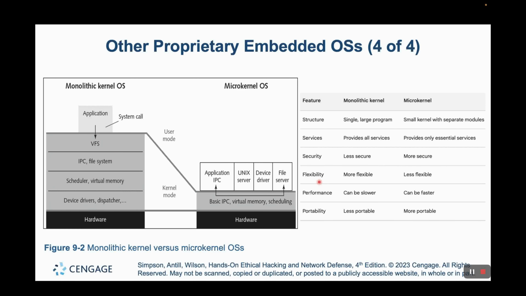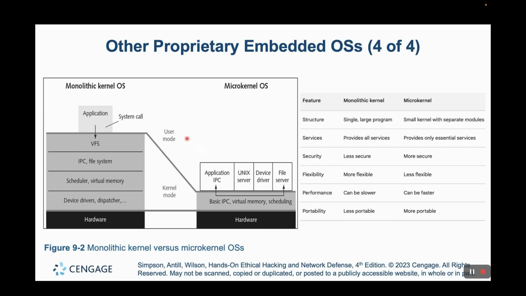Flexibility: this is more flexible because it has more features. This one is less flexible. Performance-wise, it can be slower, again because of the number of lines of code in the kernel. Here, fewer lines of code make it faster. And this makes it more portable than this one over here.